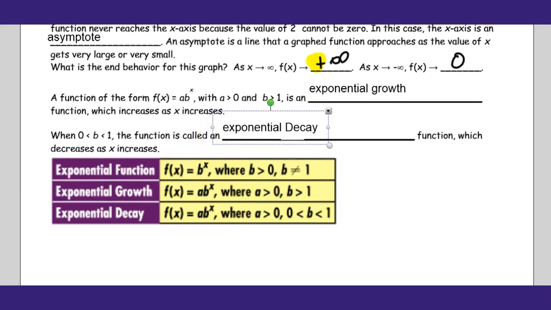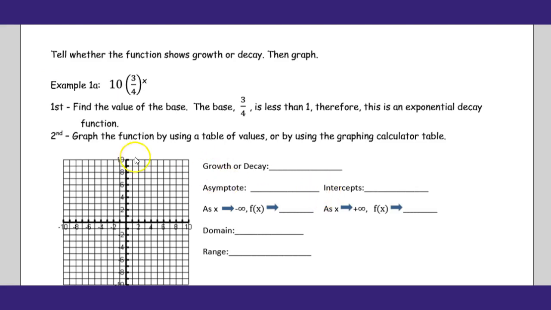Let's turn over and look at our next page. It says, tell whether the function shows growth or decay, then graph. Right here, we're going to look at B. Here's our equation. This is a, this is b, and the exponent is x. Again, b is 3/4, which is less than 1 but greater than 0.